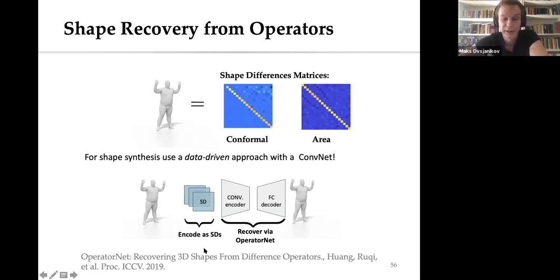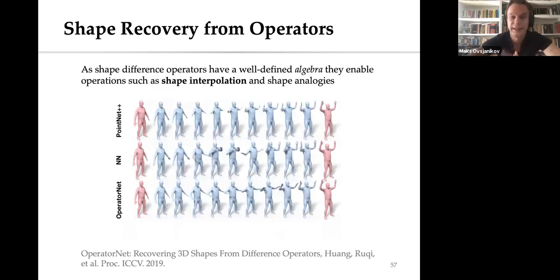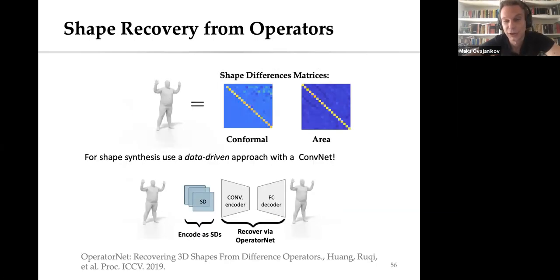So in this paper in 2019, we basically asked the same question: can we train a network that, given a set of shape difference operators, uses maybe convolutional neural networks to recover the shape itself, right? And this is what we did. Because you have these very powerful tools and you have strong data regularization, you can actually recover the shape relatively accurately.